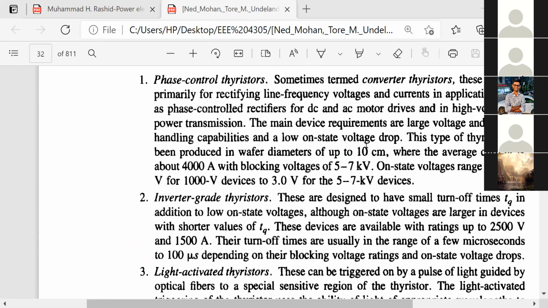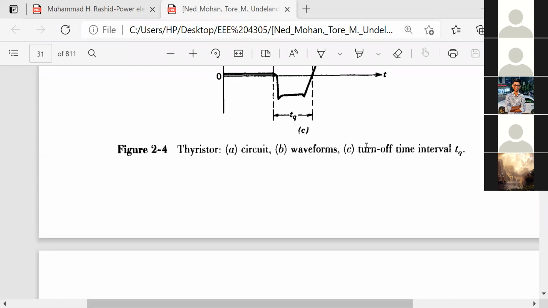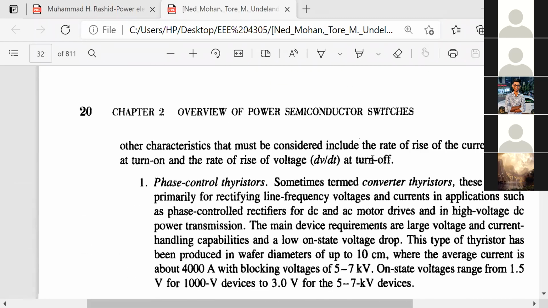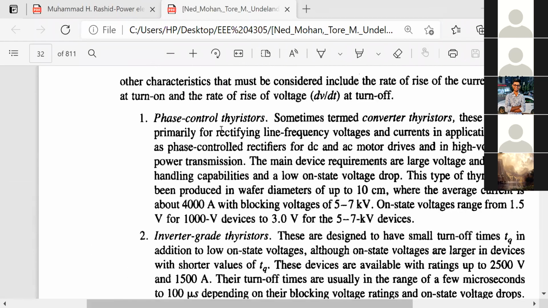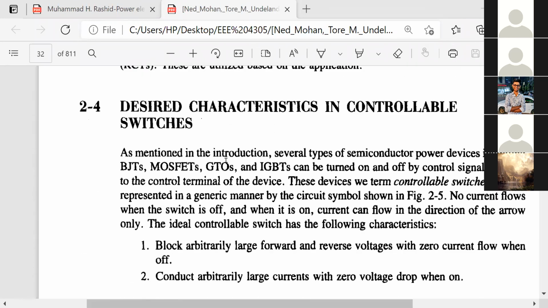Sir, in the graph we can see that the current takes some time and the voltage takes some time. So since there is some current and voltage, is it something related to the switching loss? Yes, I am going to that point. So you just read it, okay? Just read. Yeah, a very intelligent question someone has asked. So I'll go to that.